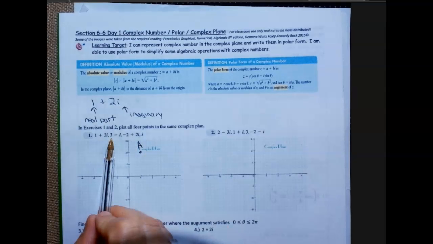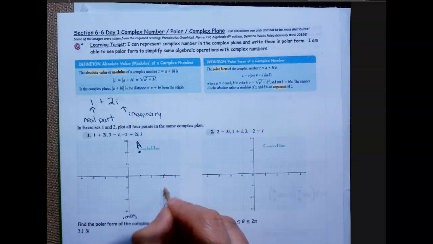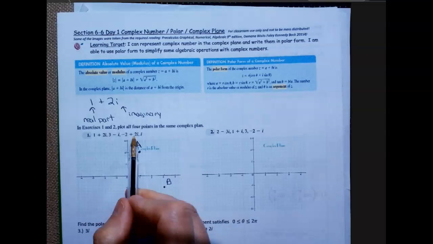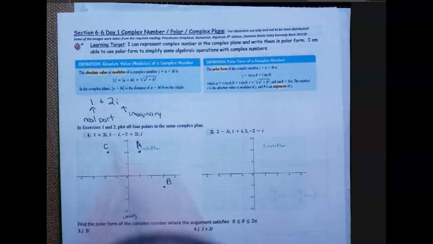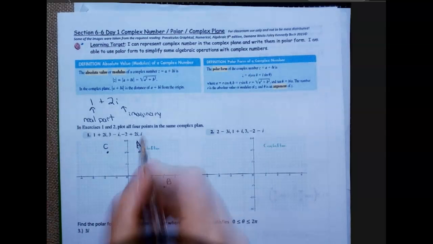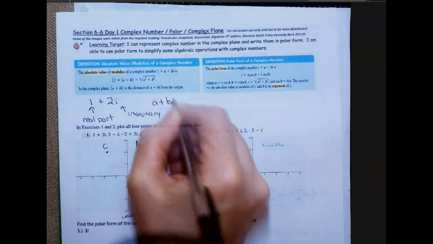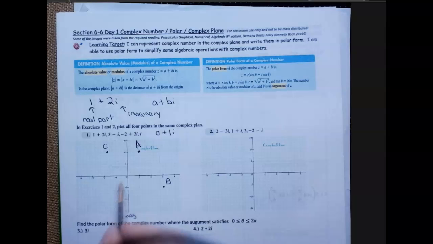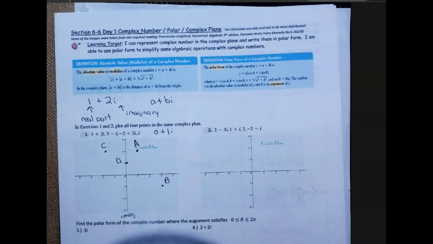Let's look at the next one, 3 minus i, so I would go to positive 3, go down to negative i, and let's label that point B. The next one, negative 2 plus 2i, and then finally the last one, it's i. If I wanted to write it as an imaginary number, I would write this as 0 plus 1i. That means I'm not going any left or right on the real part, I'm just going up to positive i on the imaginary, and let's label that point D.